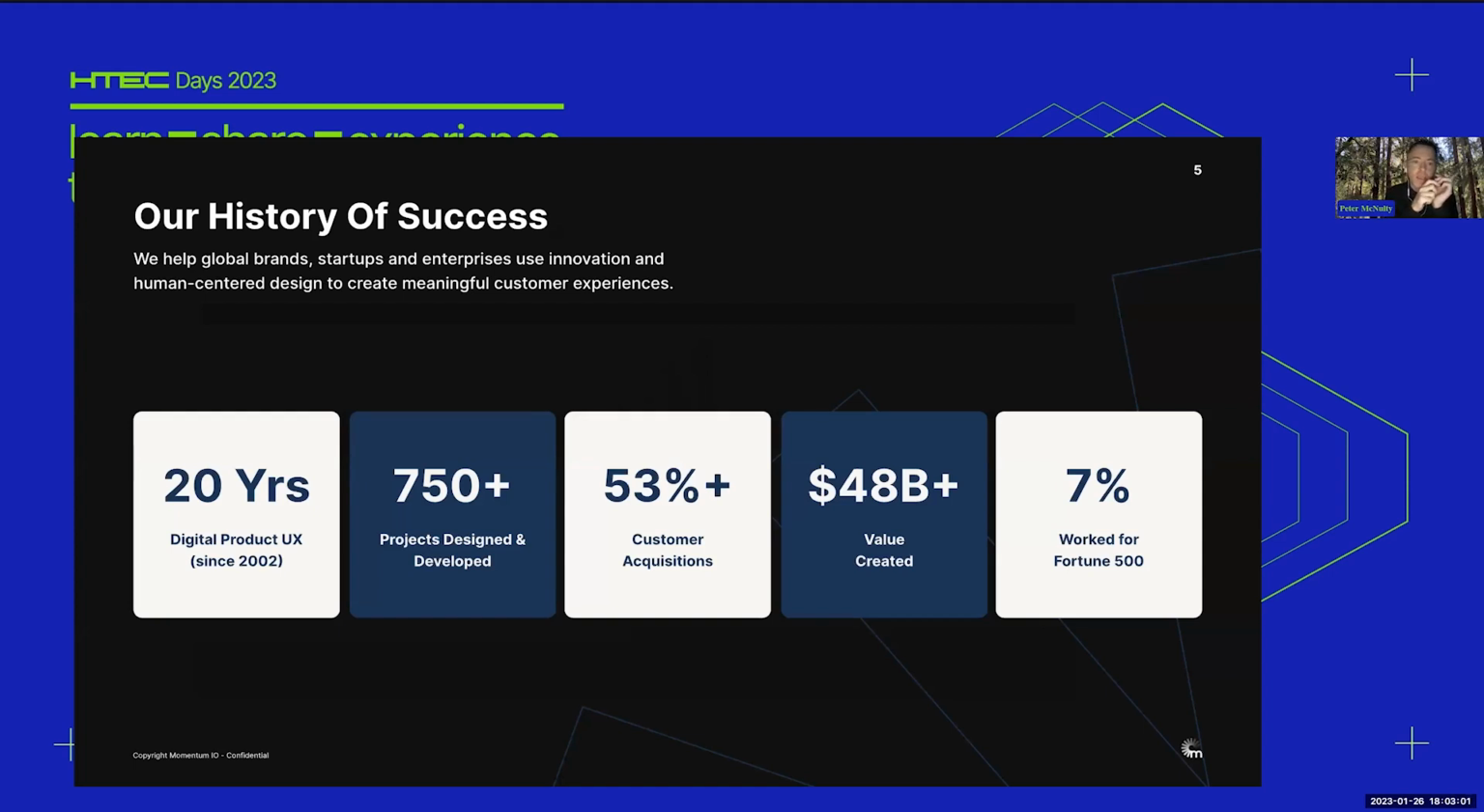All right, so why don't we talk about a little backstory about Momentum? Our history: we've been around for 20 years and plus. We've delivered quite a few projects, 750 plus. We've been very successful leading startups to acquisition. We have a good track record there. We've created 48 billion plus. This number does not include Facebook back in the day, so it could even be in the trillions. We work with the Fortune 500 clients, and they range from, as I mentioned, startups to enterprise.